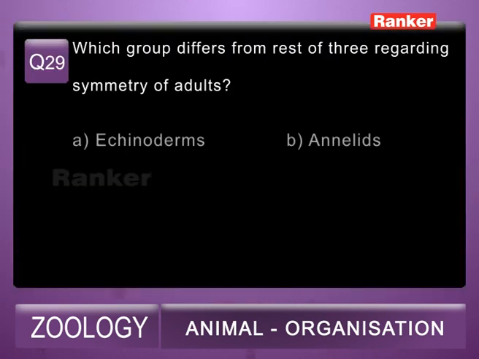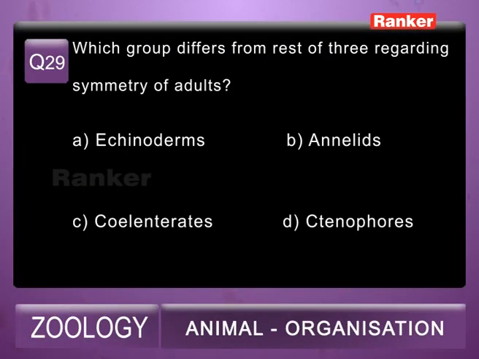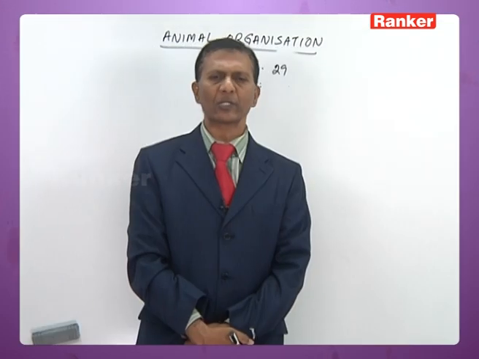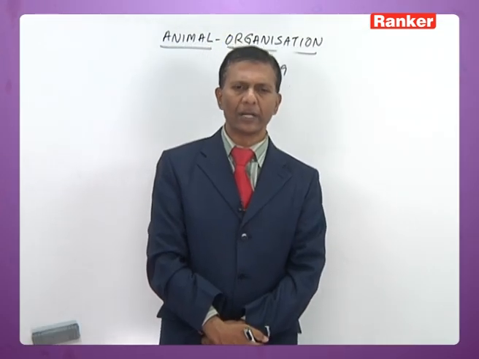Next, 29th question. Which group differs from the rest of the three regarding symmetry of adults? A. Echinoderms, B. Annelids, C. Coelenterate, D. Ctenophores. Which group differs from the rest of the three regarding symmetry of adults?